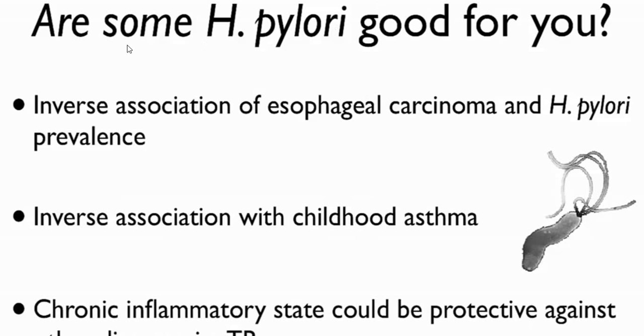So there is one point: are some H. pylori good for you? Because almost 50% of the people have H. pylori infection. It has been seen that there is an inverse association of gastric esophageal carcinoma and H. pylori prevalence. So do think of this. There is an inverse association with childhood asthma. So if H. pylori eradication is tried, there may be an increased chance of childhood asthma or esophageal carcinoma or tuberculosis, etc. This has to be considered, and a lot of research is required in this particular group.